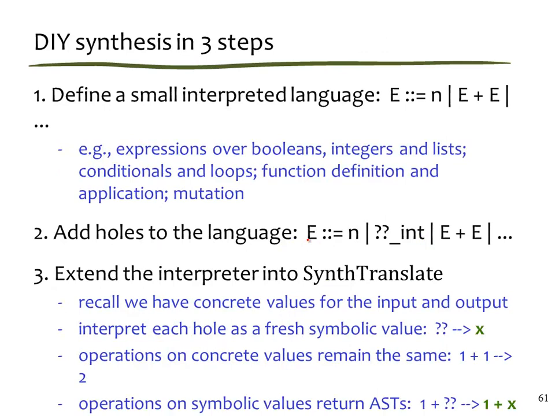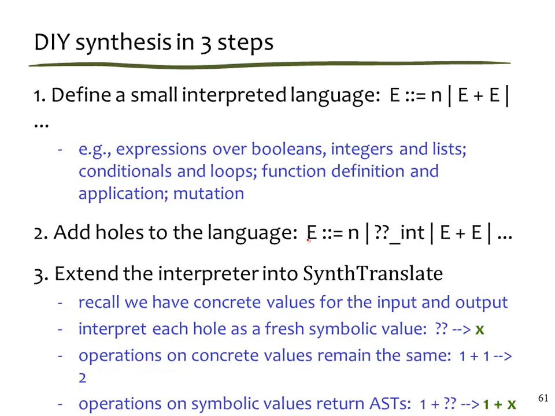The first step is you're going to define your language and build a concrete interpreter for it. So you essentially want to be able to write those executable specs, right? So you want to be able to write a program that runs. Then we're going to add holes to the language. In this case, we're just going to add integer holes and see how it works with that. And after that, you want to extend your interpreter to implement this synthesis translation procedure.